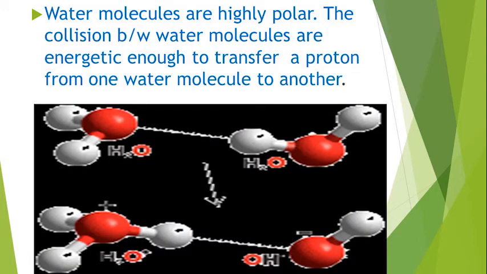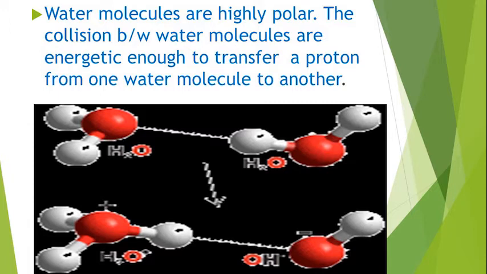Dear students, water molecules are highly polar. The collisions between water molecules are energetic enough to transfer a proton from one water molecule to another. To explain this, I have shown you a model of water molecules, with the help of which we will understand the attraction between water molecules, and as a result the formation of hydronium and hydroxide ions.